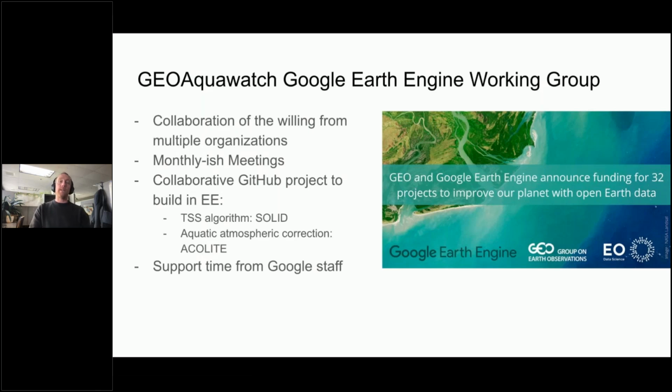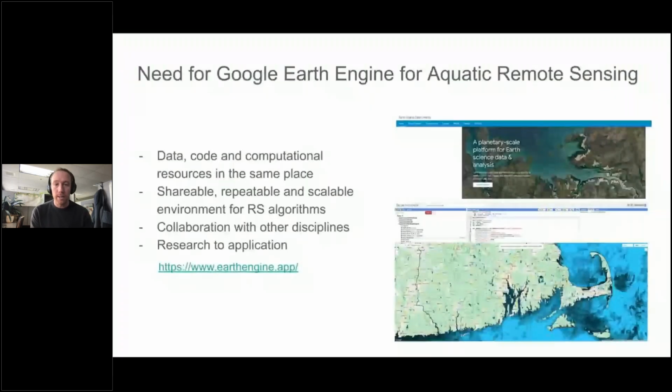So, big picture, the need for Earth Engine for aquatic remote sensing. Getting the data, the scripts, and the computational resources all in the same place has big advantages towards sharing it with other people, repeating it, and being able to take what you've done and apply it to a much bigger region without recreating a computation environment every time.